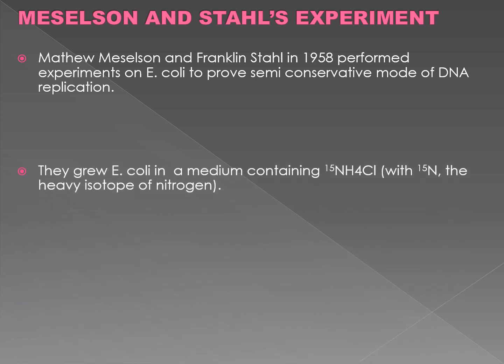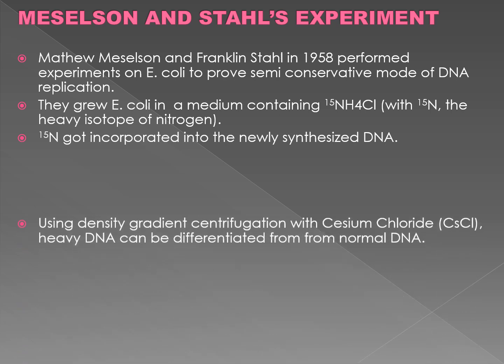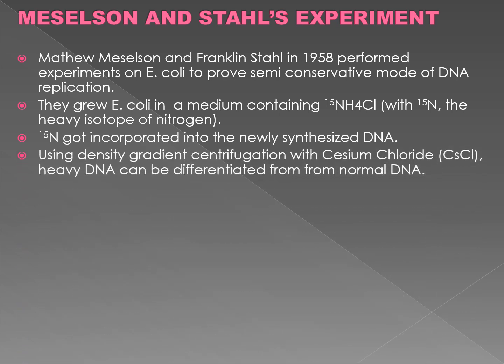They grew E. coli in a medium containing ammonium chloride with a heavy isotope of nitrogen, 15N. The normal nitrogen contains 14N, which is considered to be light. The DNA strands can be separated by density gradient centrifugation using cesium chloride.